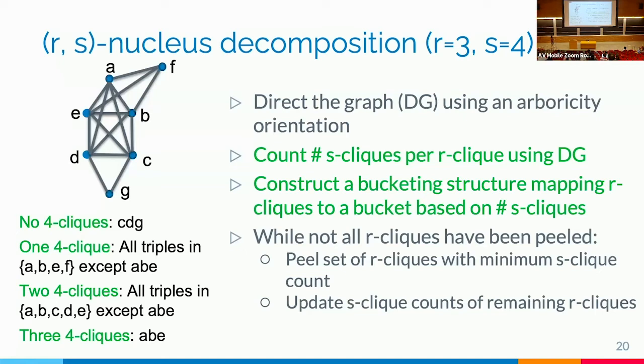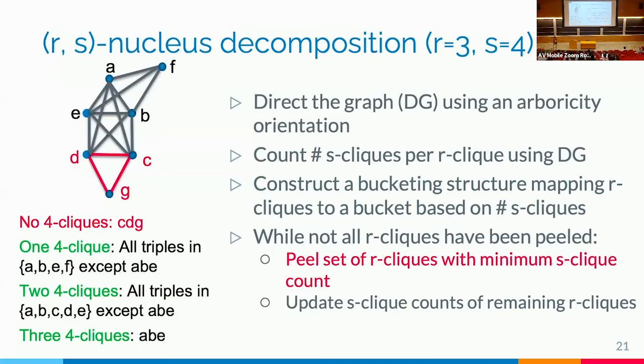And finally, the triangle ABE is contained within 3 4-cliques. So this is our bucketing structure. And now we proceed with the peeling algorithm. So we start by peeling the set of triangles with the minimum 4-clique count. Initially, that's just the triangle CDG. And then we update the 4-clique counts of the remaining triangles. In this case, nothing has to be updated because CDG was contained within no 4-cliques.